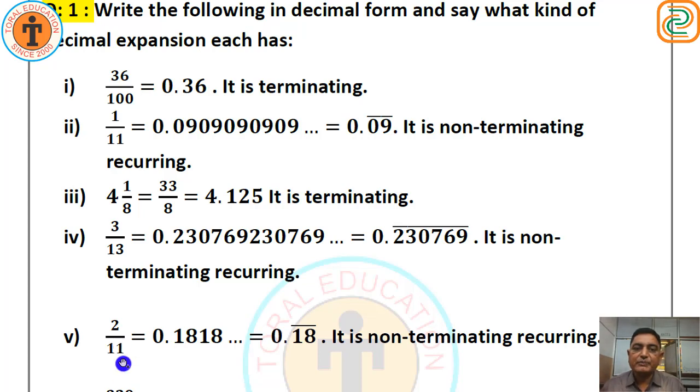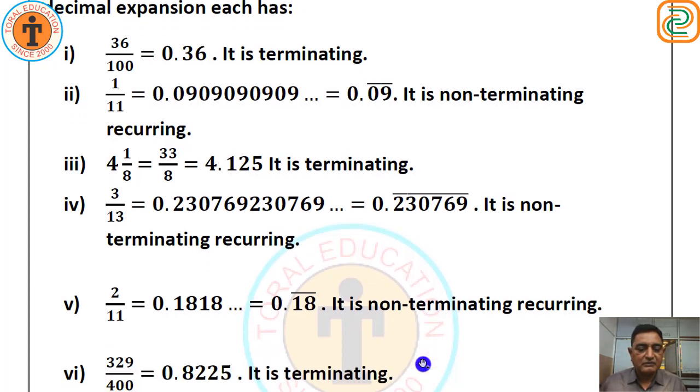2/11 is 0.18181818, then it is 18 bar. It is non-terminating recurring. Again it does not terminate, it does not stop. It goes continuously for many numbers. So here we can write 0.18 bar. It is a non-terminating recurring decimal.